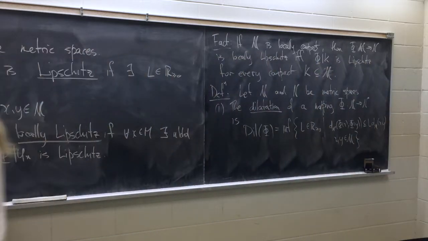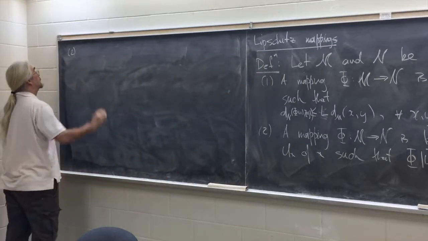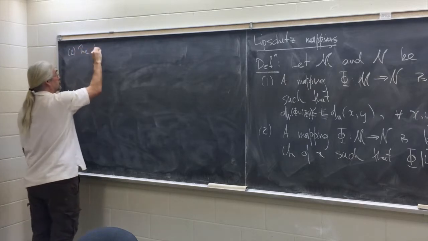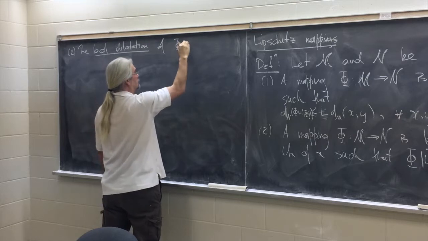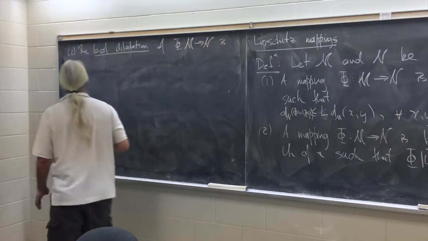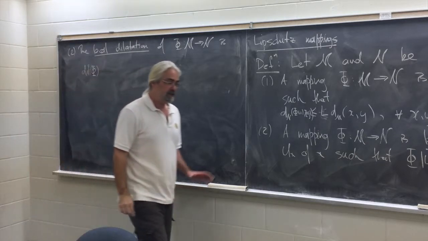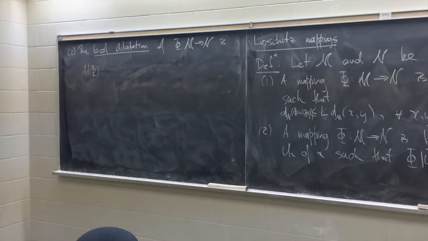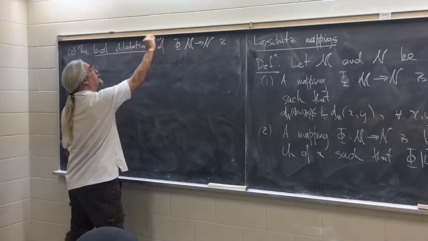And of course, phi is Lipschitz if and only if dil of phi is finite. All right, and then there's a local version of that. The local version reads like this. It is not going to be just a single number. This is really at x in M.